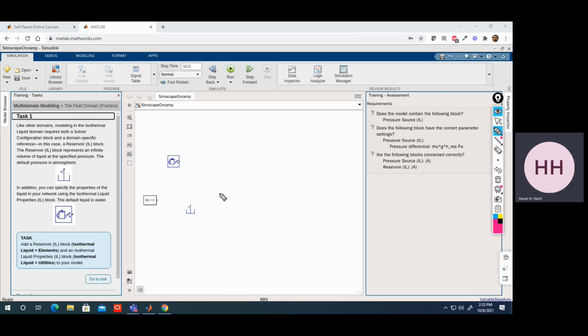What you should know is that, like other domains, modeling in the isothermal liquid, or IL, requires both a solver configuration and a domain specific reference. In this case, the domain specific reference is a reservoir IL, isothermal liquid block. The reservoir block represents an infinite volume of liquid at a specified pressure. By default, this pressure is the atmospheric pressure.